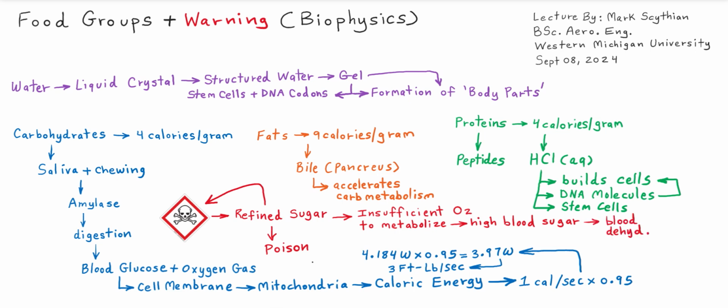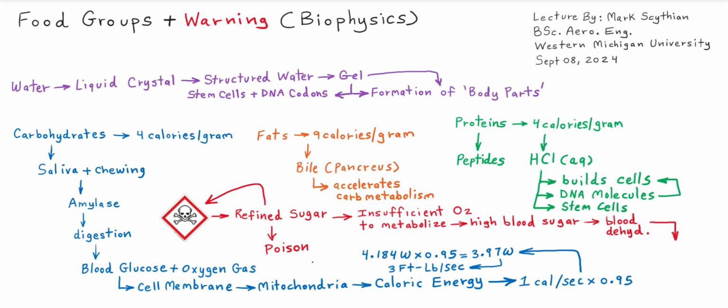So other adverse effects of high blood sugar caused from consuming refined sugar found in soft drinks and many very tasty but very poisonous sweets and cakes is the onset of blood dehydration. So we have the refined sugar poisoning in the body, and this is going to accelerate blood dehydration by a factor of 3 or 300%.